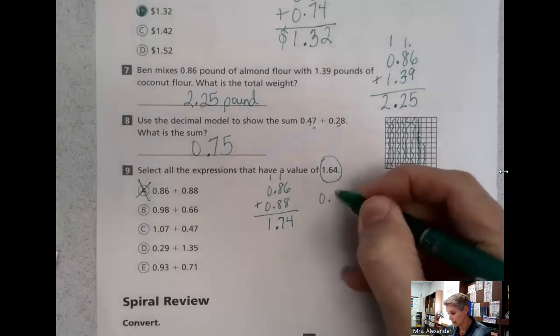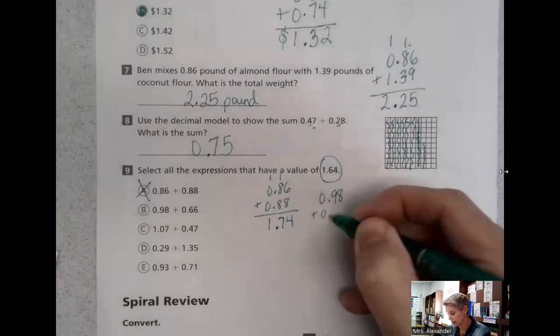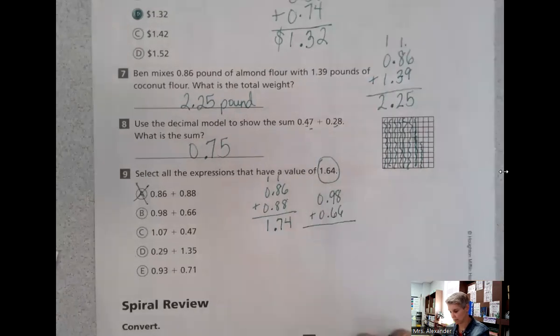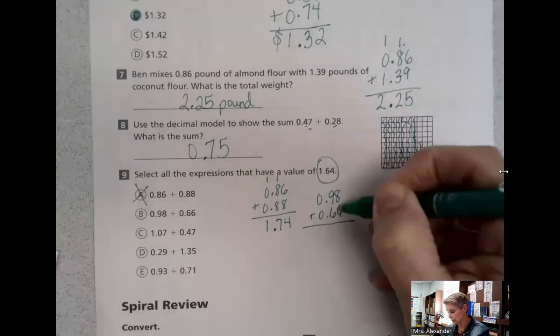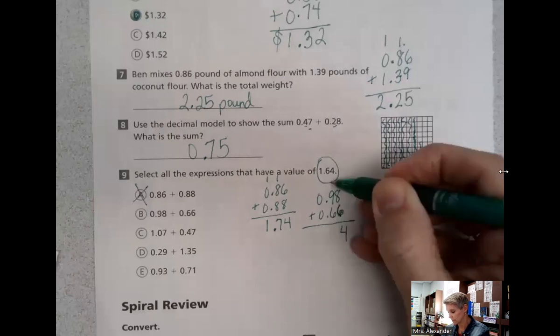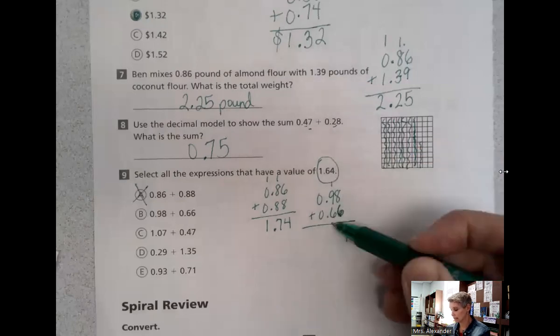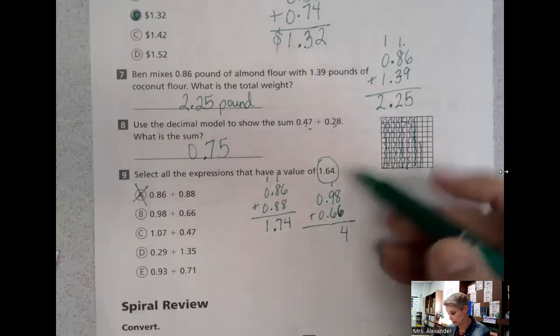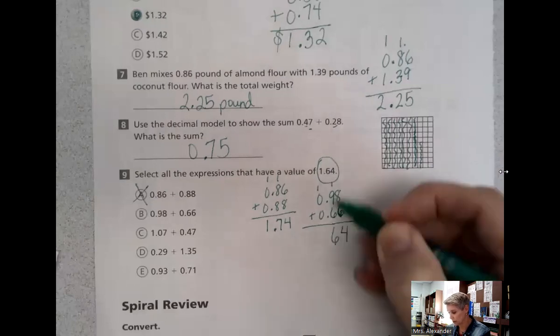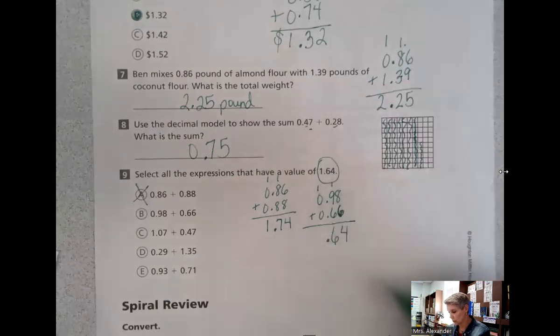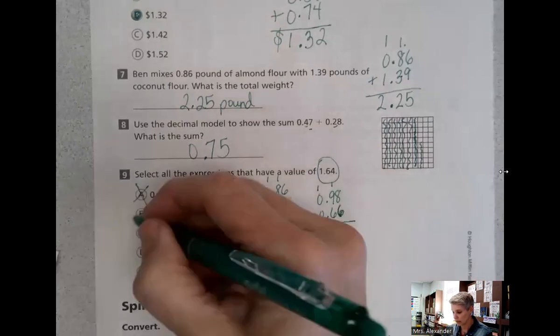98 hundredths plus 66 hundredths, nice and neat, keep it lined up. 8 plus 6, 14. 9 plus 6 is 15, plus 1 is 16. Regroup, drop down your decimal. 1 plus 0 is 1. So it looks like letter B is a good one.